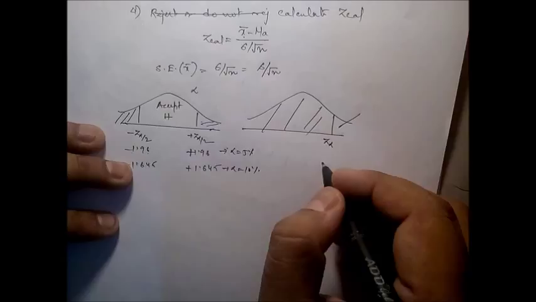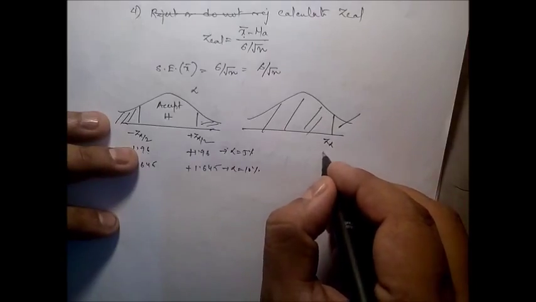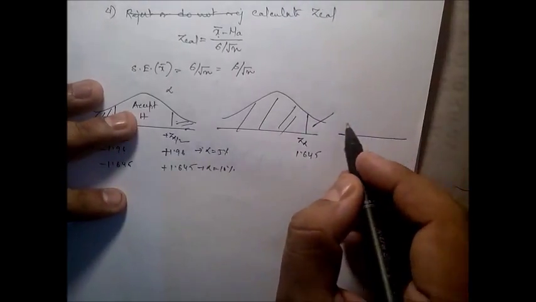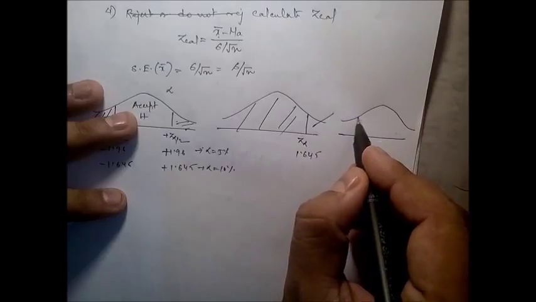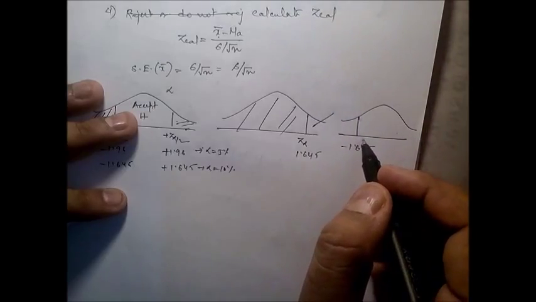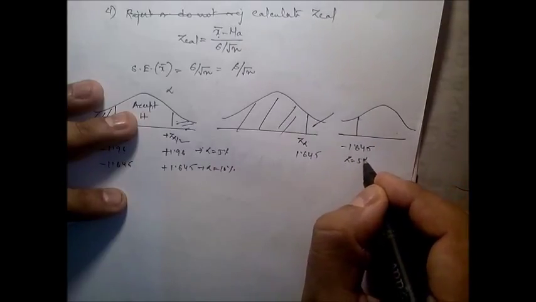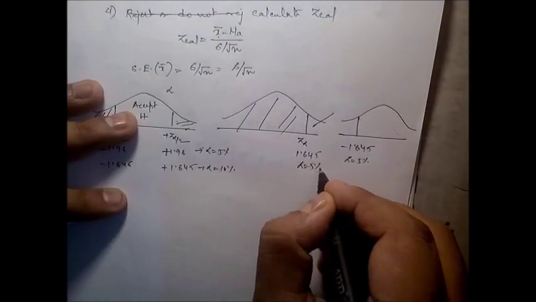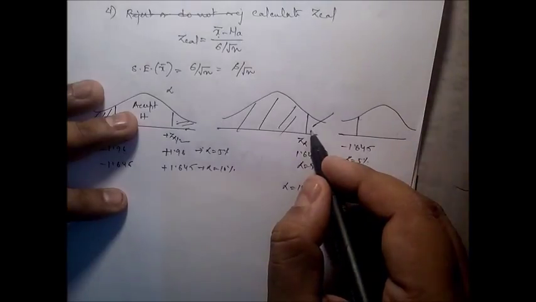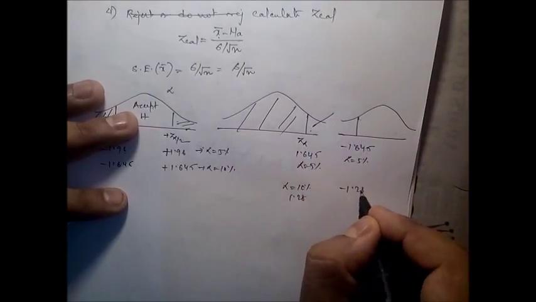If alpha is equal to 5%, then this critical value is 1.645. If it is a left-tailed test, then this is minus 1.645 if alpha is equal to 5%. If alpha is equal to 10%, then this particular value is 1.28 and this particular point value is 1.28.